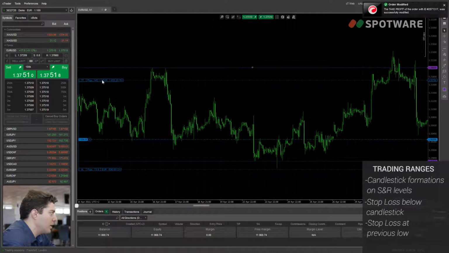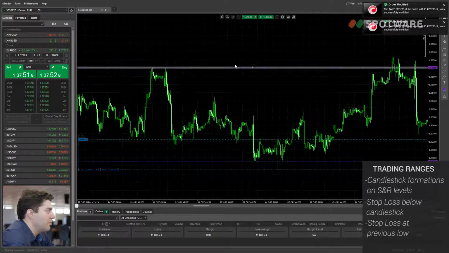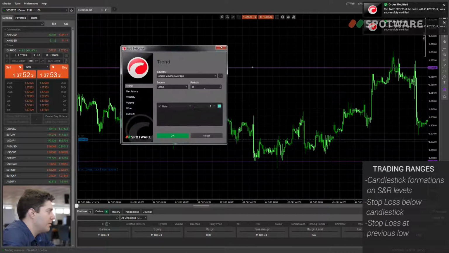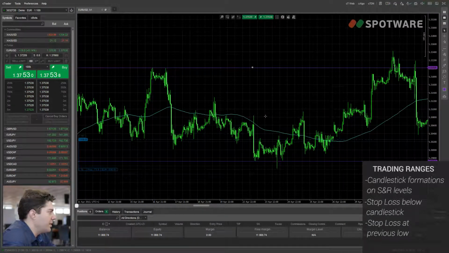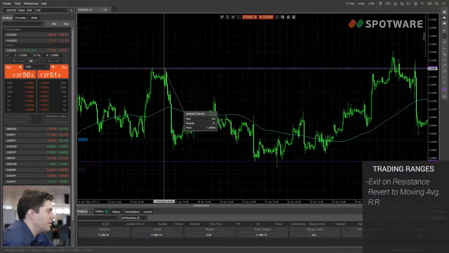We can go 1-to-1 risk-reward ratio at 73 pips. Or we can do a mean reverse strategy. We can draw a simple moving average for 100 periods. And in this case, it's not a good exit, but sometimes, for example, if we traded this resistance, it's a good exit to exit on the reverse in the moving average.